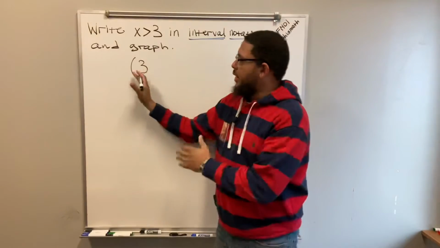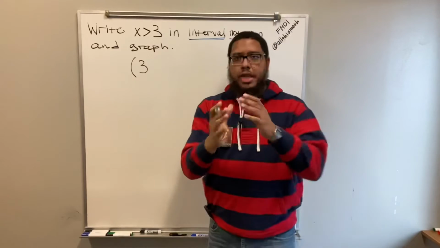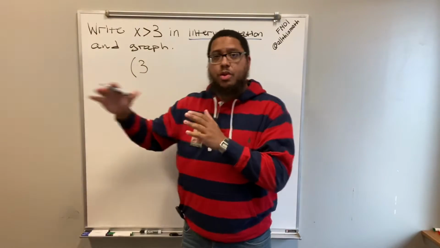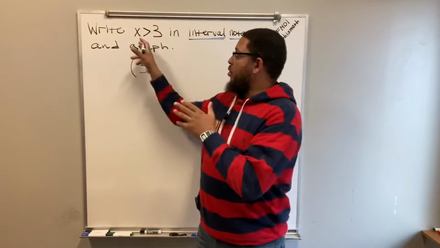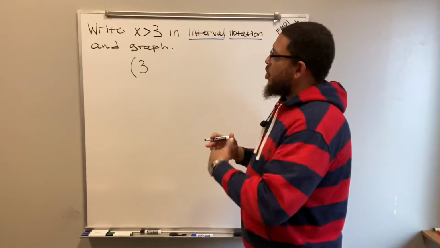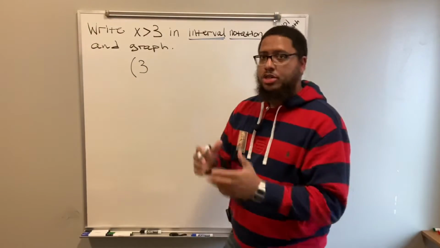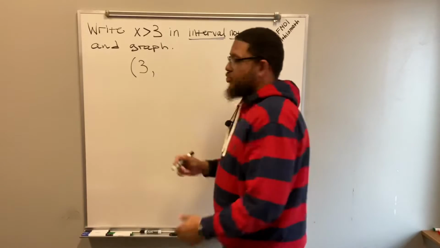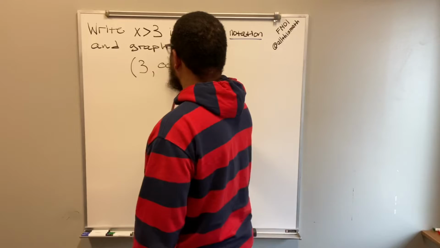Because that's the beginning of the interval. The interval starts at 3 because x is greater than 3. So from 3 on and on and on forever to what we call infinity are all the values that satisfy this inequality, right? So the interval goes from 3 to infinity. So we put a comma right here, and then we draw a symbol for infinity, which is basically a sideways 8.